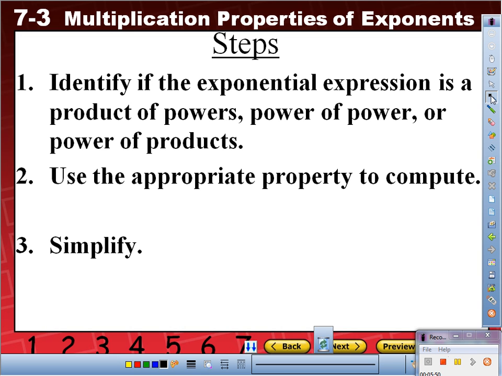And step 3, simplify. Step 1, identify if the exponential expression is a product of powers, power of products. Step 2, use the appropriate property to compute. And step 3, simplify. Copy those, please.